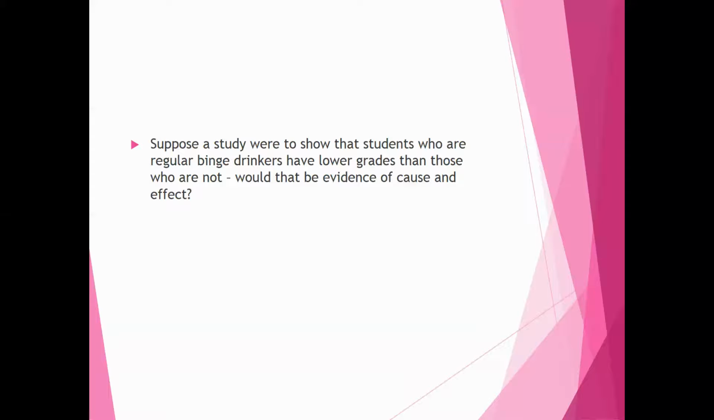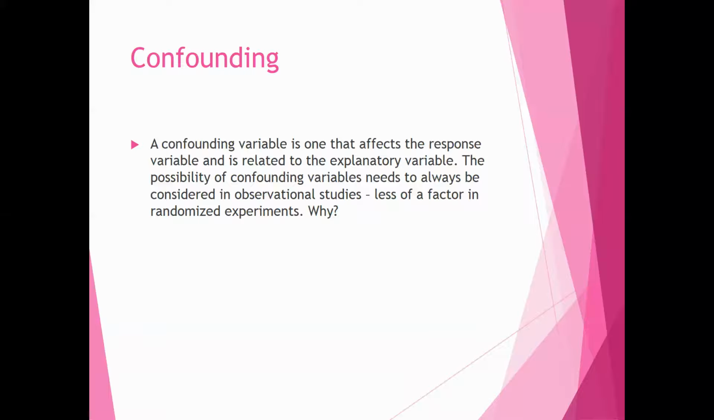Maybe the drinking is leading to the lower grades, maybe the lower grades are leading to the drinking, or maybe both of them are caused by outside variables like depression or family troubles. So a confounding variable, sometimes called a lurking variable, is one that affects the response variable, the thing you're trying to explain, and is related to the explanatory variable. And the possibility of confounding variables needs to always be considered in observational studies. When you observe an association, you have to worry about confounding.